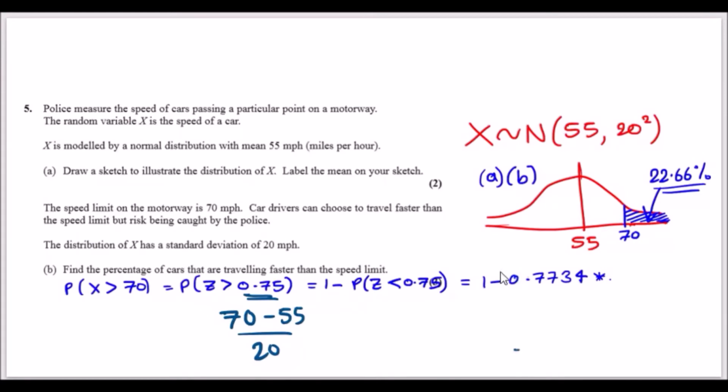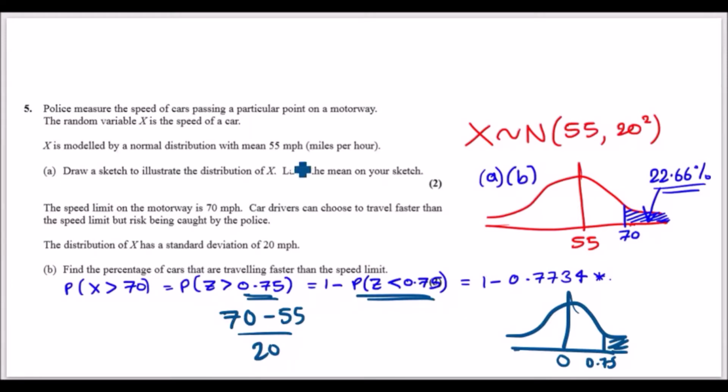On the distribution, it will look a bit like this. So instead of the mean being 55, on the z it'll be 0. Instead of 70, it'll be 0.75. So this is the region of interest. So we want to do 1 minus the left hand side, the white part. This will give us this area. So we do 1 minus the left side. And now we can get the table value because the left side is in the table.